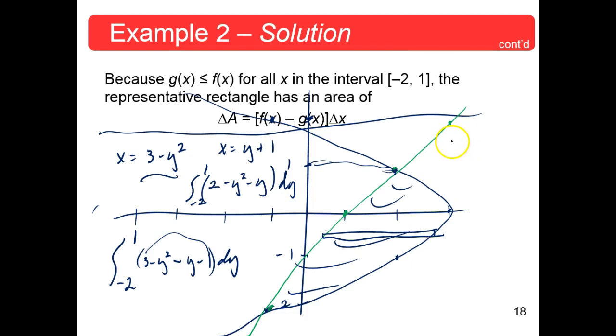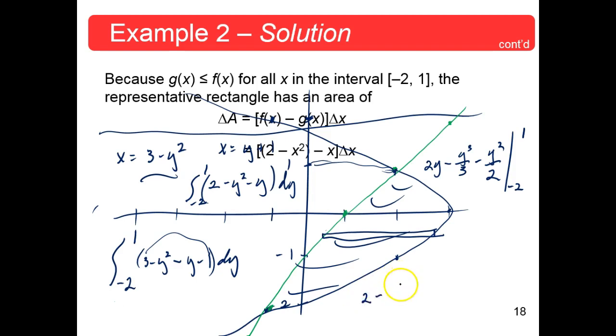Antiderivative of 2? 2y. Antiderivative of y squared, minus y cubed over 3, minus antiderivative of y, y squared over 2, and we'll evaluate this from -2 to 1. Sorry, it keeps blinking.